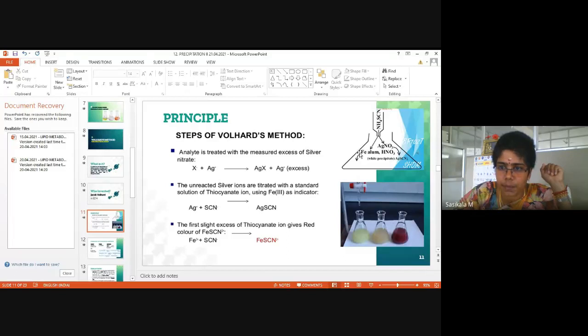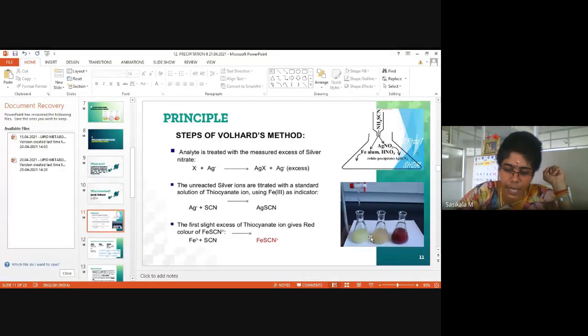The ion present in ferric ammonium sulfate, the ferric ion, will interact after complete reaction of silver nitrate with ammonium thiocyanate. Once all the silver thiocyanate is precipitated, the excess thiocyanate will interact with the ferric alum indicator to form ferric thiocyanate. That gives a red color. This is the color change during Volhard's method. In the beginning, the slight white precipitate you can find is due to silver thiocyanate formation, and then it is a red color, dark reddish brown.